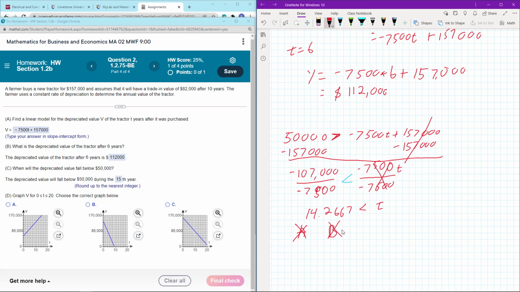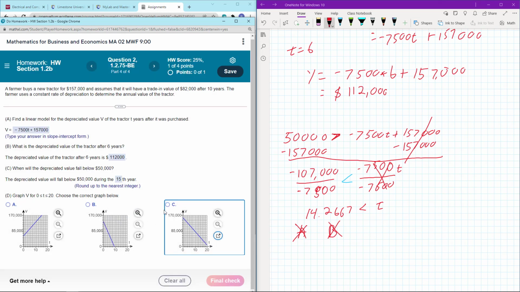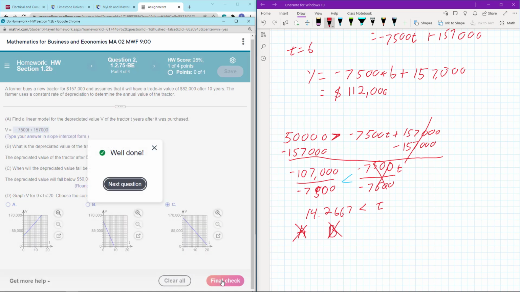It will have to be C, but let's just take a look at C to make sure. Okay, negative slope. The x-intercept, well, here is 170,000. Here's 160,000. Here is a good argument for 157,000. Okay, so it's negative slope, has the correct intercept. There is no other option, so I think C is it. So let's go ahead and pick C, do final check, and there we are.